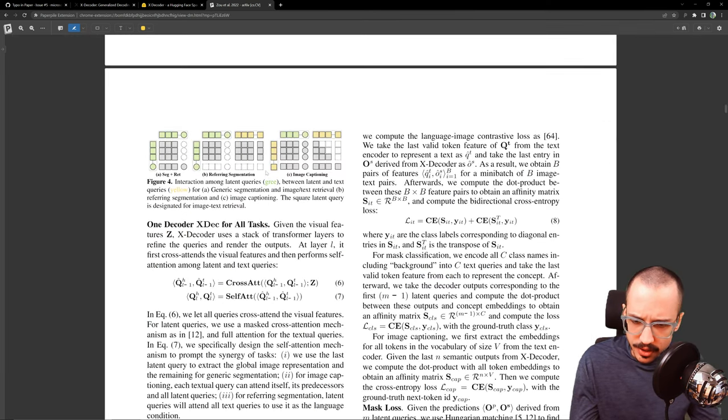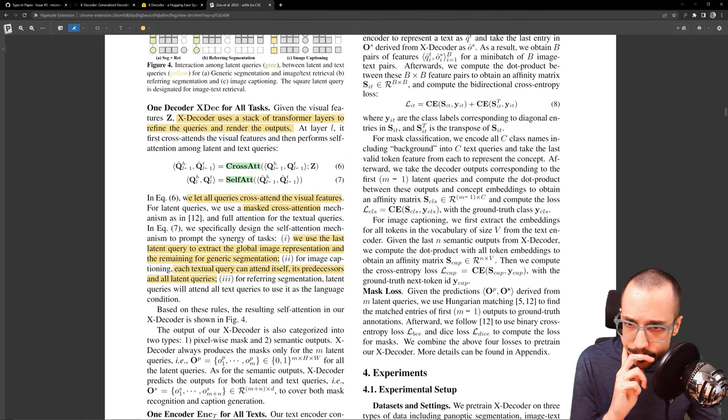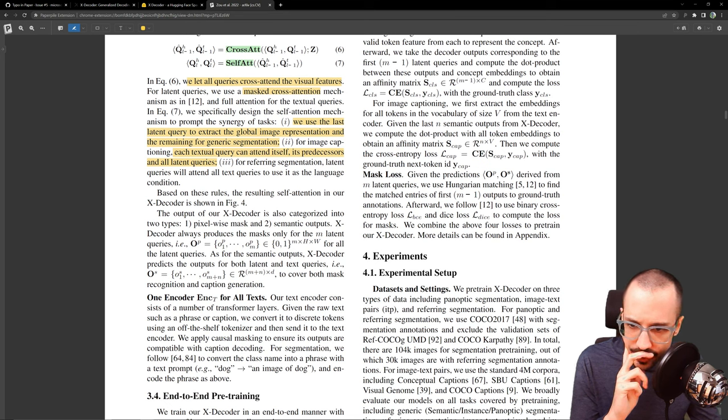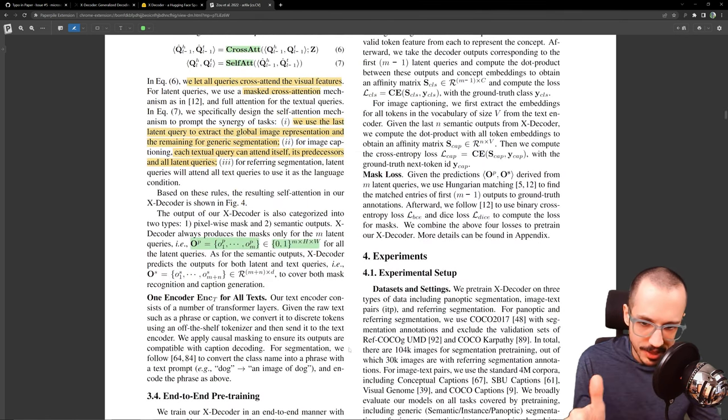So I still don't know exactly what the squares and circles there mean, but X-Decoder always produces masks only for the M latent queries. Okay. So these are the different masks. Right, so there's going to be M of them. So however many latent queries you have is however many masks you have.